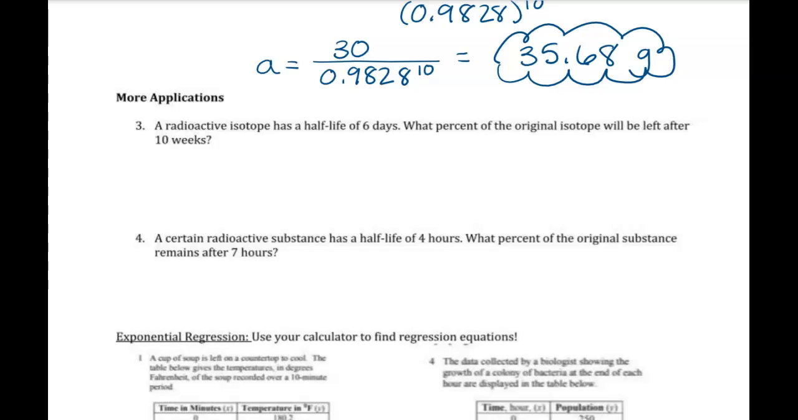So more applications. Let's see, for number 3, keep in mind that the half-life's in days, so 10 weeks. You'll have to do 10 weeks times 7 days in a week, so you have to use 70 days. But I'll let you do this one on your own. You can check your answer with the key.